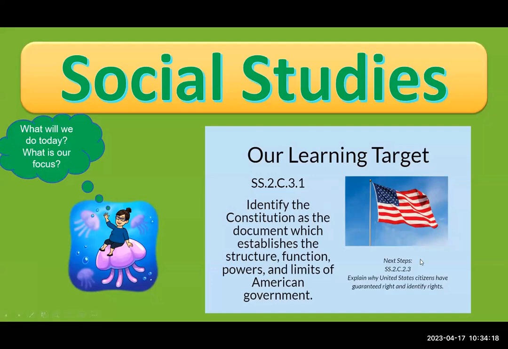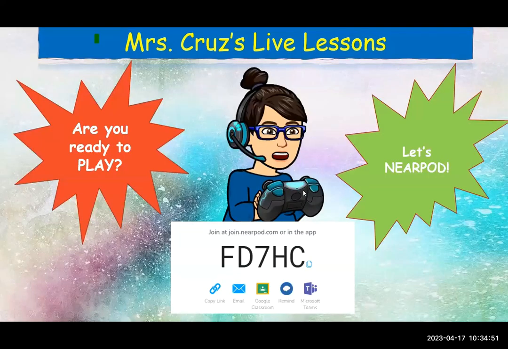Thank you, love. Now, our social studies unit or lesson today is going to be about the US government. We're going to identify the Constitution as the document which establishes our structure, our function, the powers, and the limits of our American government. And then our next steps, we're going to explain why the United States citizens have guaranteed rights. Okay, we're going to be able to identify those rights and explain why they're important to protect.